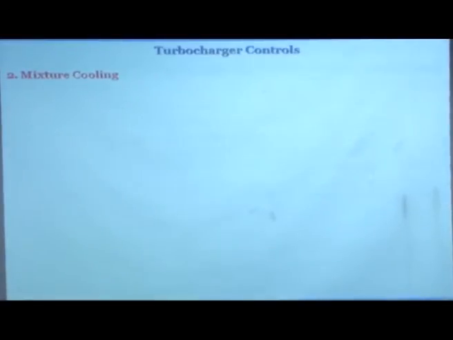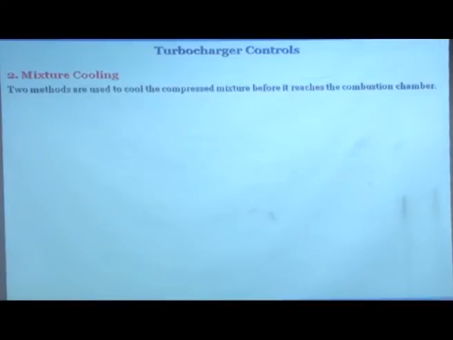The second mechanism is about controlling the pressure of the intake air. The second idea was to control the temperature of the intake air in order to avoid the detonation. That is done by mixture cooling. Two methods are used to cool the compressed air mixture before it reaches the combustion chamber.